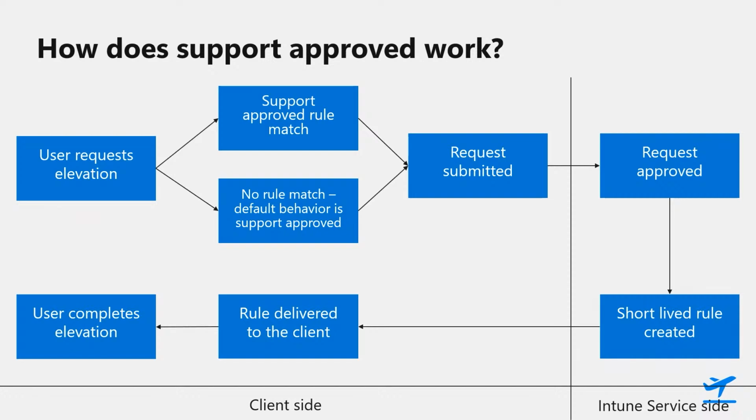So in that case, our EPM client will submit the request up to the Intune service, where it's routed through our backend system in Intune and ends up showing up in the Intune UX, in the console, where you as the Intune administrator can review the request and approve it if you deem it's appropriate to allow elevation. When that approval happens, a short-lived rule is created and is returned to the client.